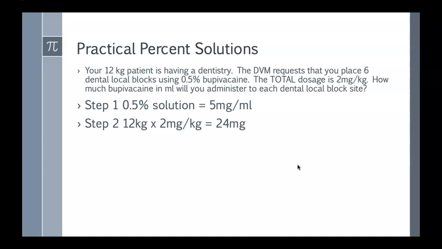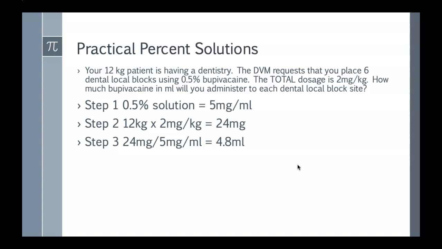Step 2, we have our order. So 12 kilograms, and we're going to use 2 mg per kg. So we're going to take 12 kilograms, multiply it by 2 mg per kg, and that leaves us with 24 milligrams. So we know that in total, the patient needs 24 milligrams of bupivacaine. Step 3, we're going to divide 24 milligrams, which is our total dose, divided by the concentration. So we have 24 milligrams divided by 5 mg per mil, gives us 4.8 mils.